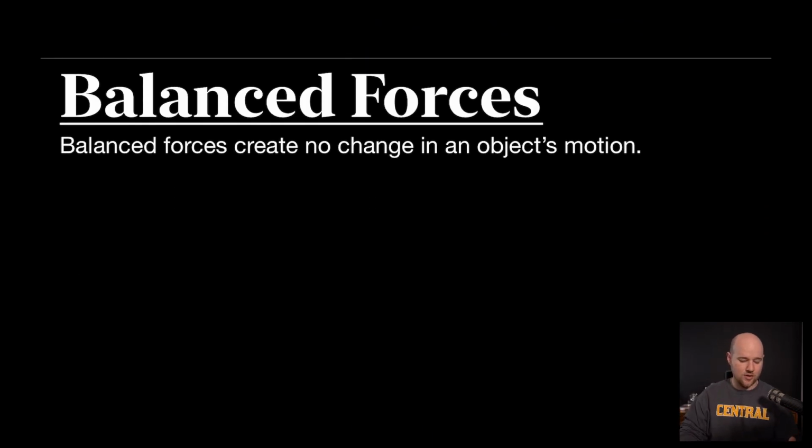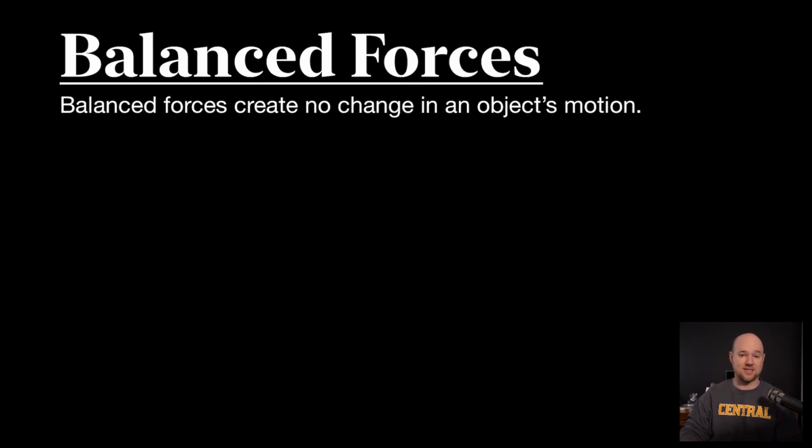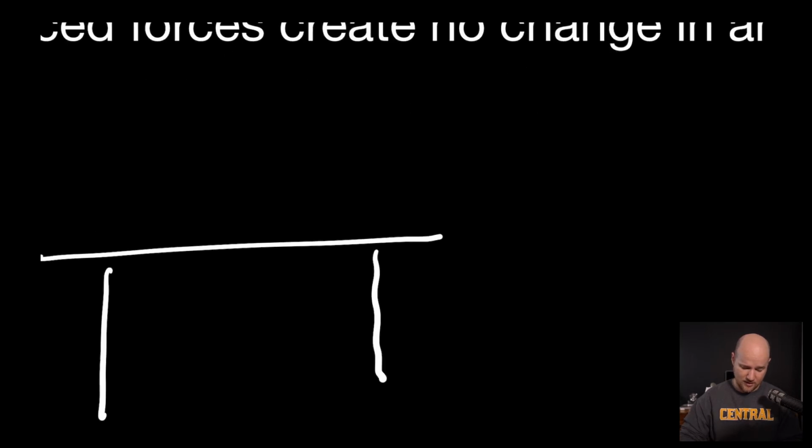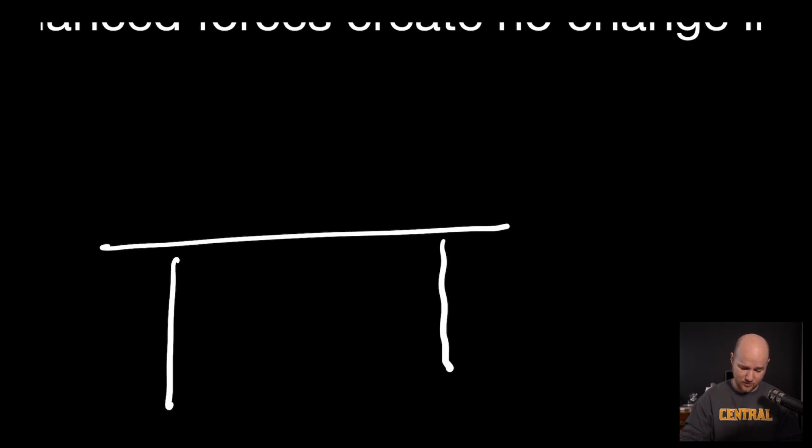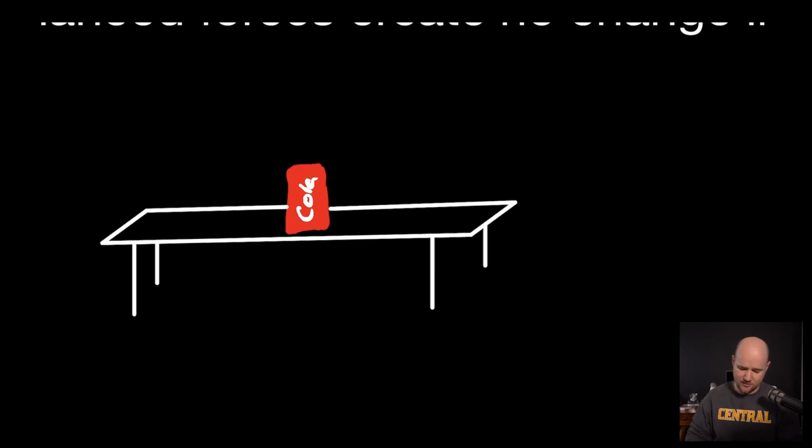Now, I want to talk with you about balanced forces. This is when all the forces on an object are balanced. And I want to do a little bit of an example. Let's talk about a table and a Coke can. So we'll have a table here, and we will put a Coke can sitting on top of the table. Okay, I'm going to say cola. Let's make this table look better. Okay, so that seems to be a little bit better.